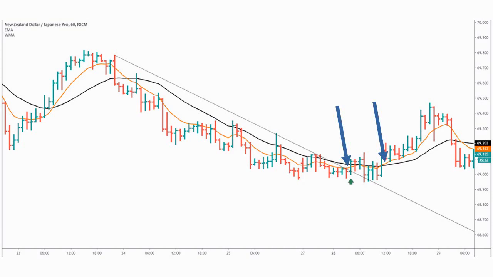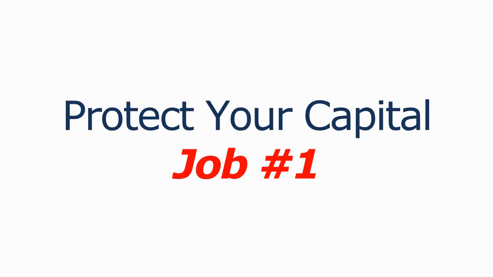And the entries are marked with the green arrow, and some traders may wait until the moving averages cross back in the direction of the higher time frame trend before the entry. That's just added confirmation. What about our stop loss and profits?